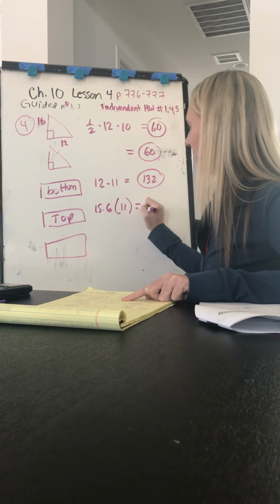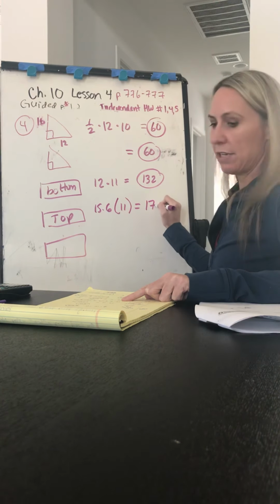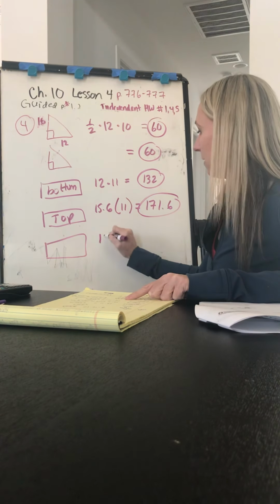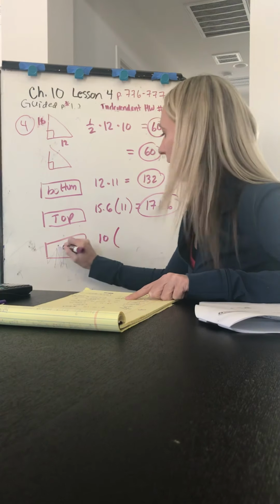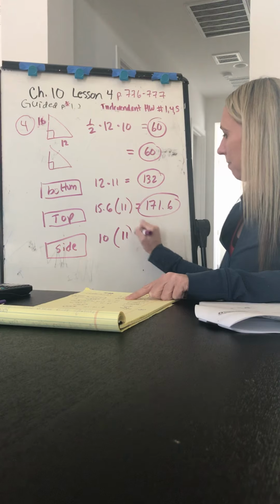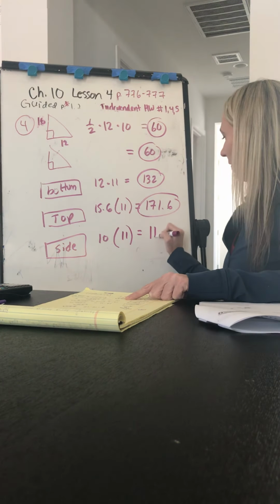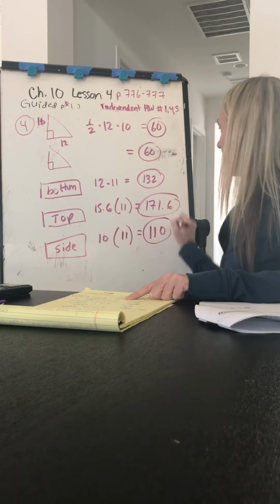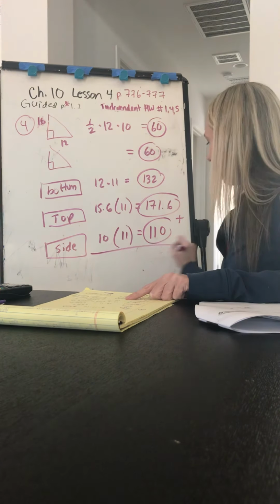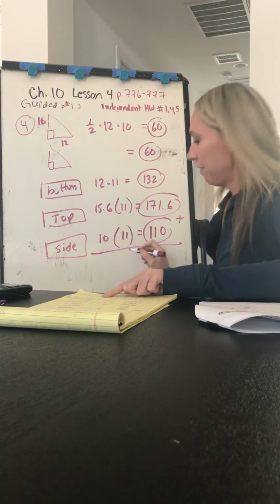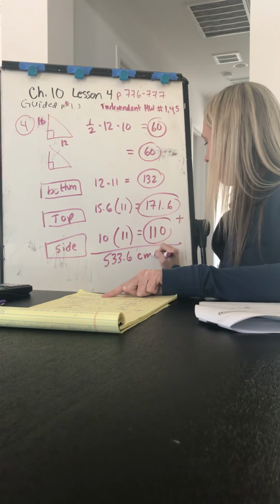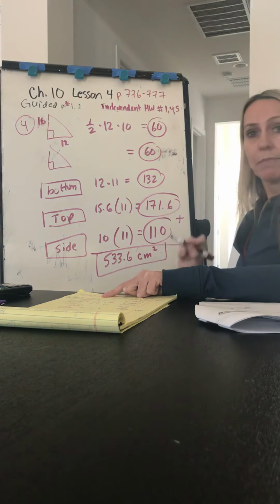And then we have the top, and that's going to give us 15.6 times 11, which is 171.6. And then the last one, so this is a scalene. The last one, the side, all 3 sides are different, but notice this 11 is the same for all of them, is 110. And then we're going to take all of these areas of the 2 triangles and the 3 rectangles, and we're going to add them together. And we get 533.6 square centimeters.